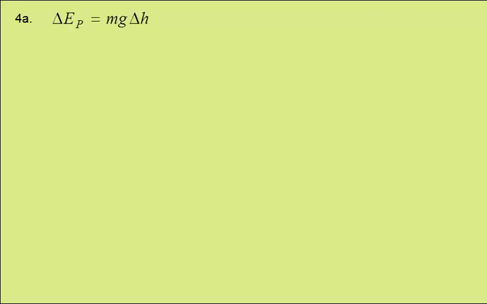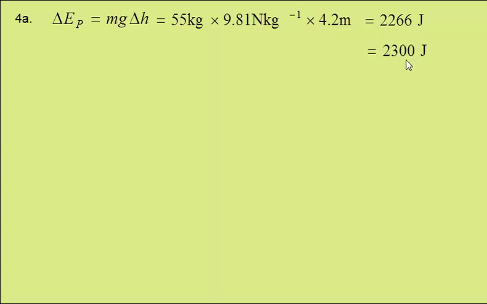Well, change in potential energy is equal to mass times gravitational field strength times change in height, which in this case is 55 kilograms, 9.81 newtons per kilogram, and a change in height of 4.2 meters, giving a change in potential energy of 2266 joules, or 2300 joules, to two significant figures.